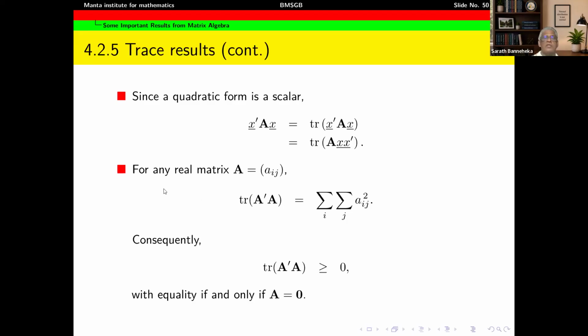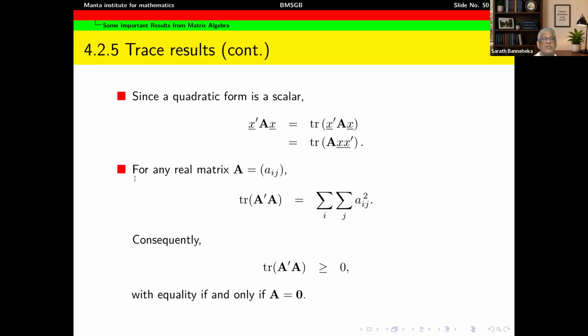And here is another result for trace. This is for a quadratic form, right? So for this quadratic form, x transpose Ax, it is the same as the trace of x transpose Ax, and that is the same as the trace of A x x transpose. You can easily again show these things using the previous results that we showed, right? Now, this one comes because this is a constant anyway. So the trace of x transpose Ax is the same as that value because this is a constant. So that's why this one. And this one comes from the previous result that we looked at.